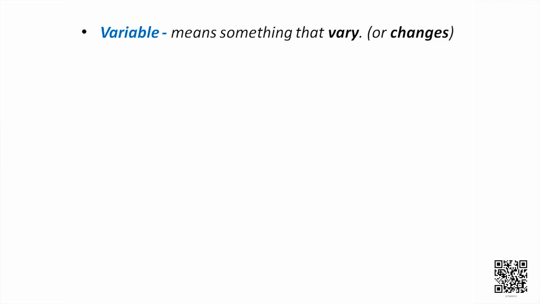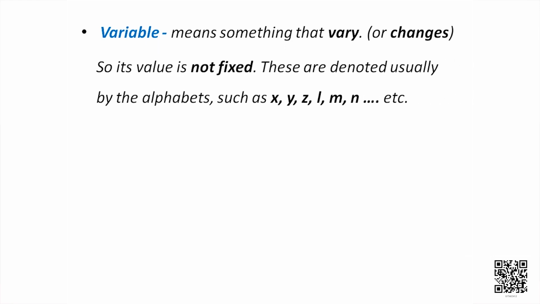Okay, so let's see. These letters are known as variables. Variable means something that varies or that changes, right? So its value is not fixed. These are denoted usually by alphabets such as X, Y, Z, L, M, N, or it can be any alphabet. So its value is not fixed, it can change.